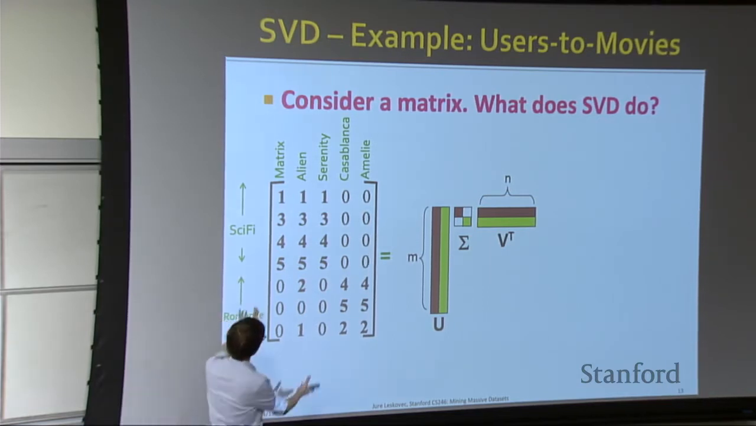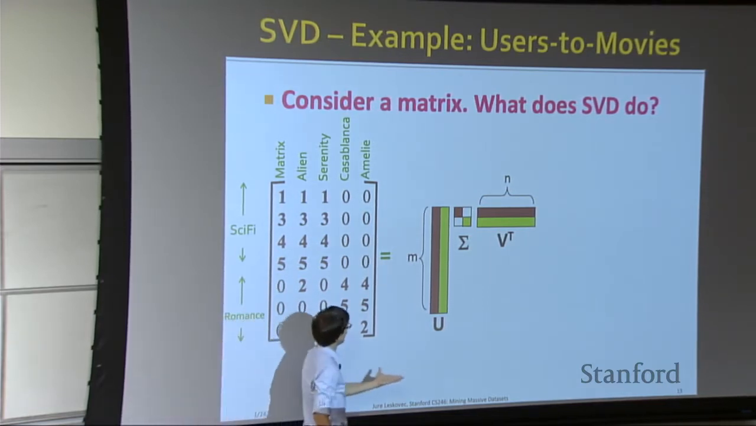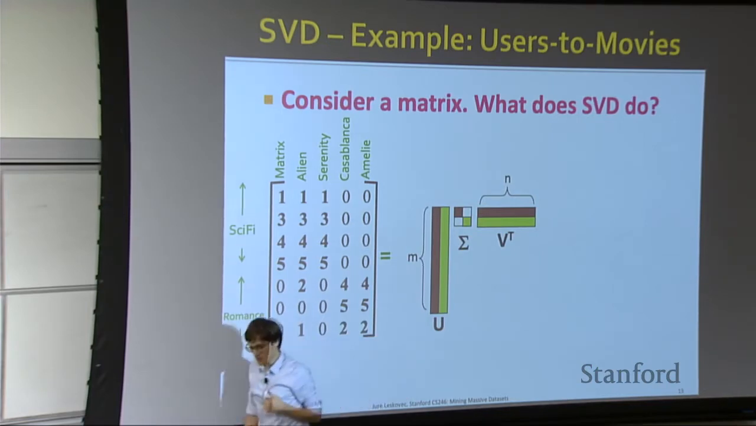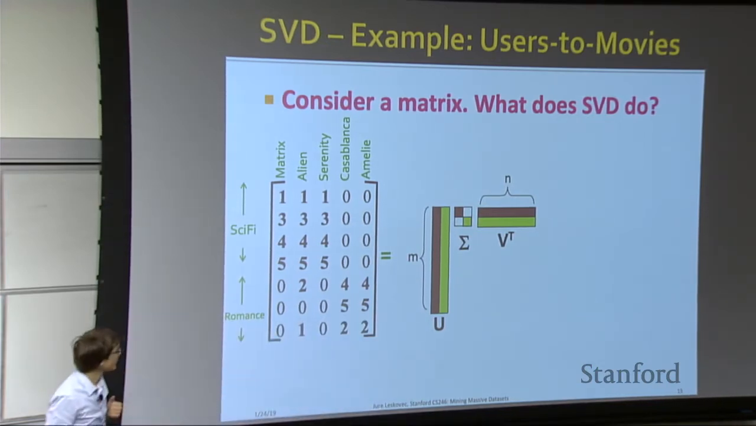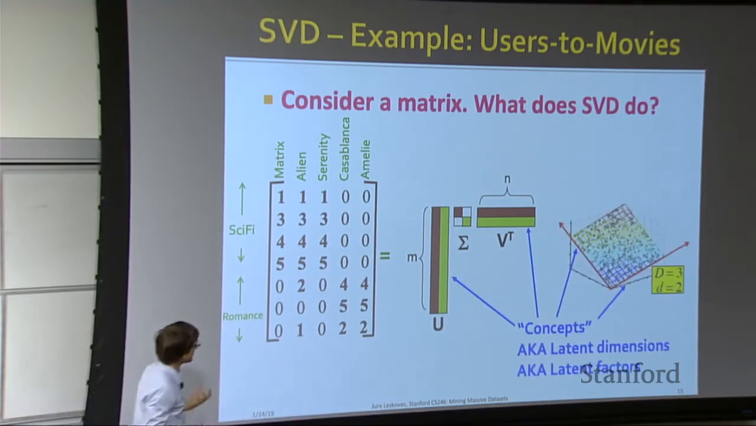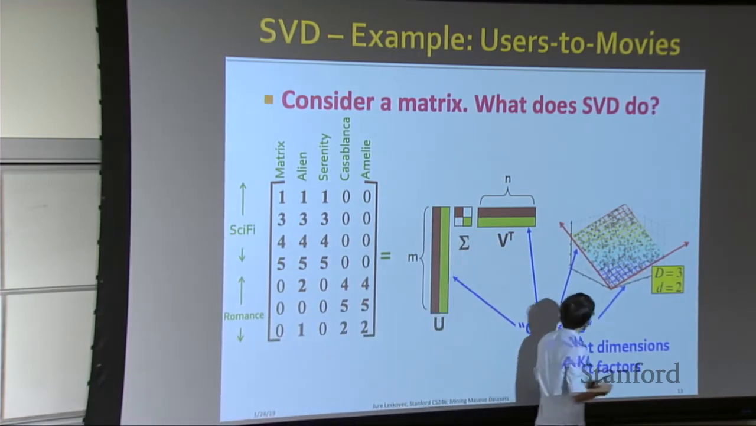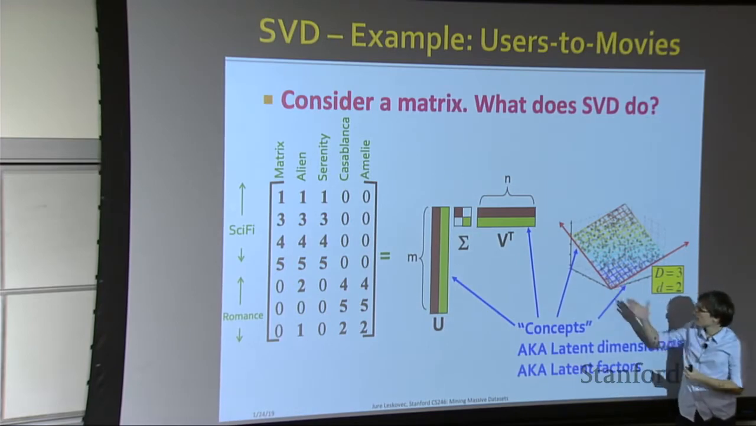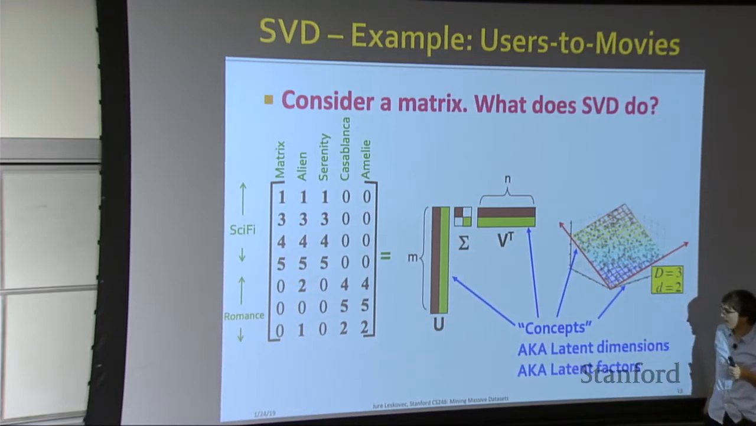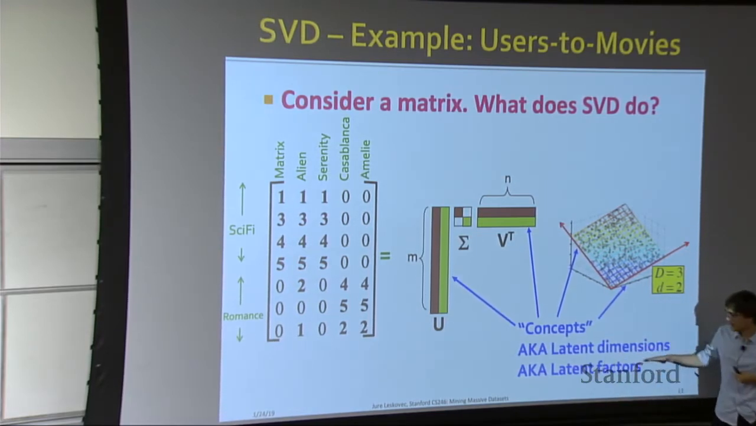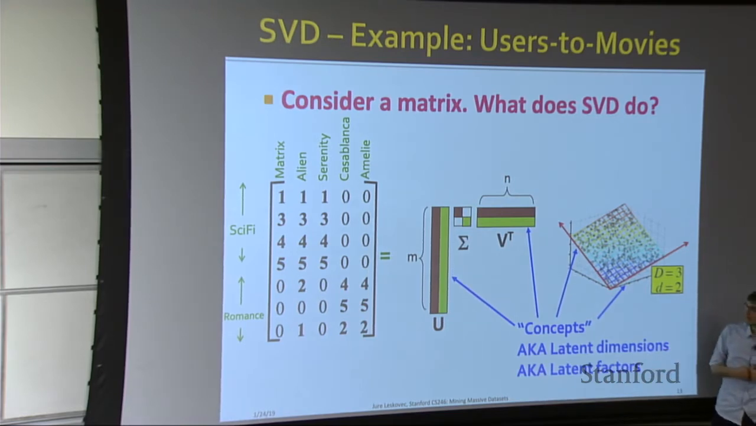And now the question is, if I take this as my data matrix and I do the decomposition, what is it going to happen? The idea is that these rows and columns of U and V will somehow define the concepts along which the data varies a lot. So it will give me what is called latent dimensions or latent factors.